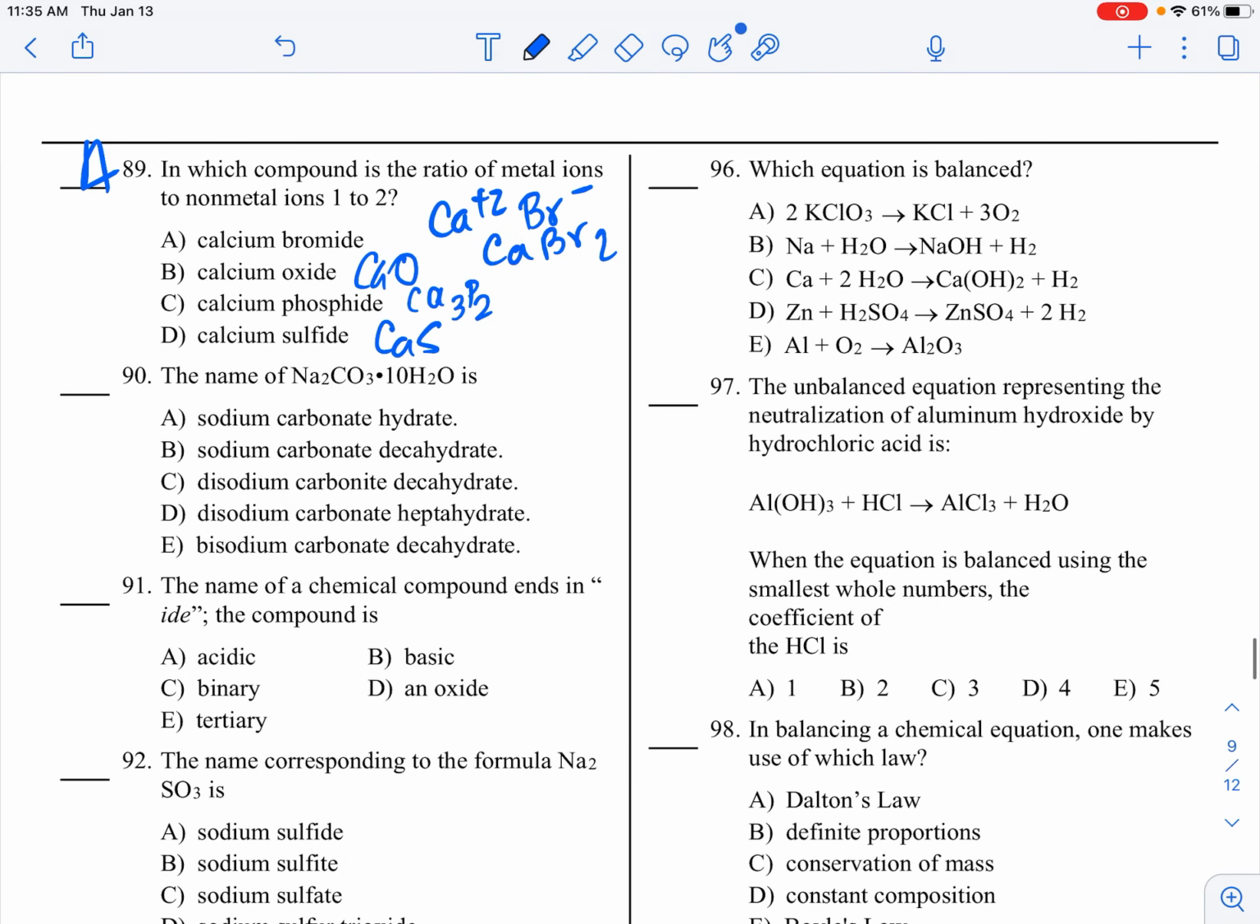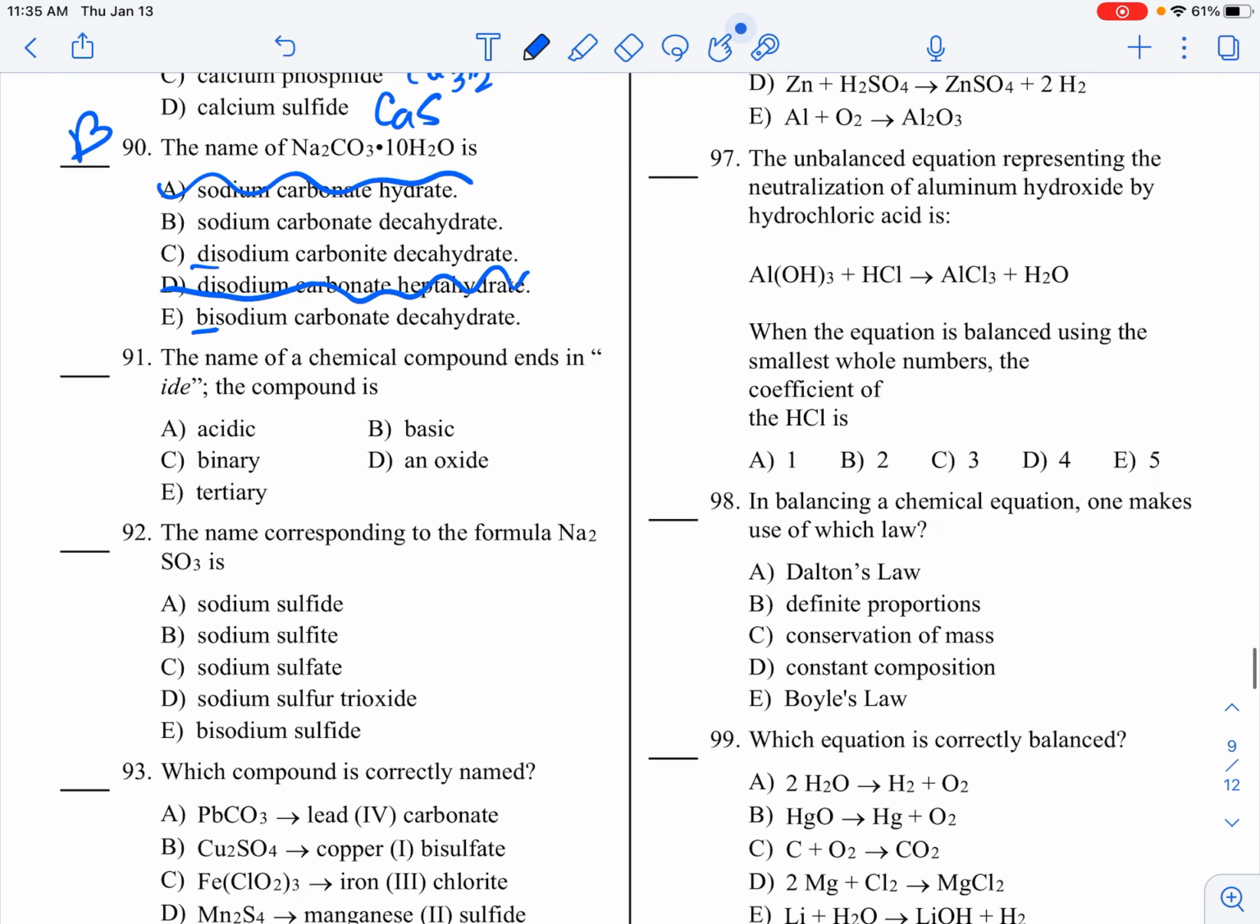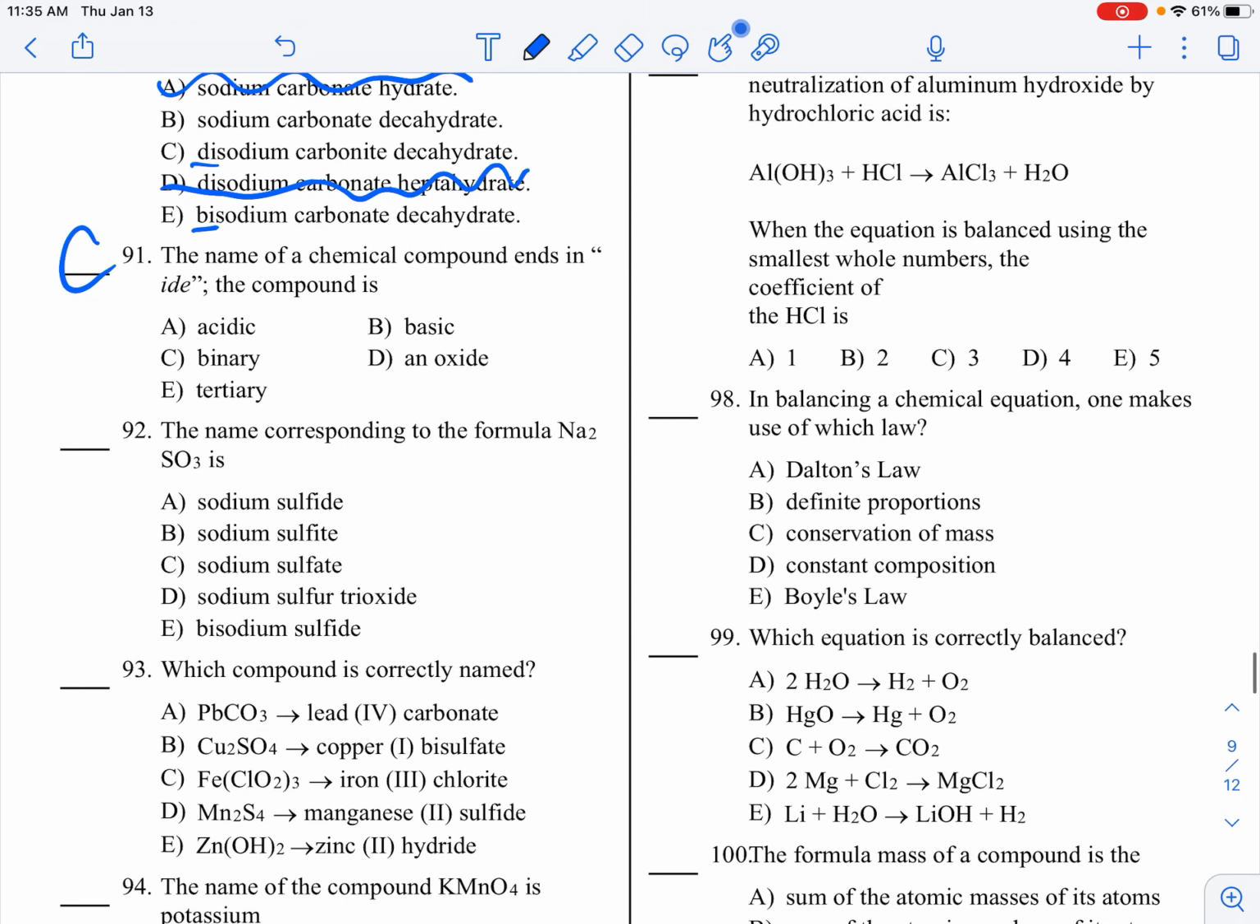The name of this, so it's a decahydrate, 10, and then it's sodium carbonate, so B. You're not going to use di or bi because that's not how we do it. The name of a chemical compound ends in IDE. The compound is binary. Binary. No. The name of the corresponding formula is Na2SO3.